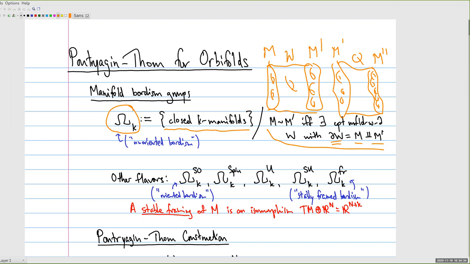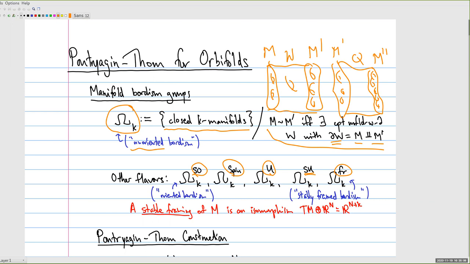What I said just now had no qualifiers as to what sort of manifolds I'm considering. So this is called unoriented bordism, but it comes in many other flavors. You can look at bordism of oriented manifolds, bordism of manifolds with a spin structure, with a stable almost complex structure, stable SU structure, or with a stable framing, or any number of other things.